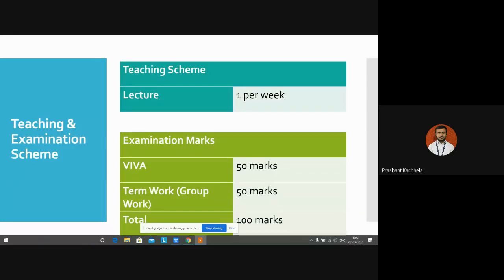So as a group, you have to prepare one PPT, and there will be a different turn for different groups, and they have to present the whole PPT in front of the whole class, and all the members have to present in one particular group, and on the basis of individual performance, your marking will happen out of 50 marks. So combined, we are having 100 marks for our subject professional ethics, Viva as well as term work.